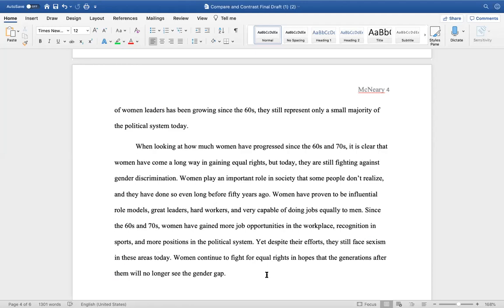jobs equally to men. Since the 60s and 70s, women have gained more job opportunities in the workplace, recognition in sports, and more positions in the political system. Yet despite their efforts, they still face sexism in these areas today. Women continue to fight for equal rights and hope that generations after them will no longer see the gaps. What I want you to notice here is that even still, the student reiterates this idea of the thesis statement. That's the most important part of a conclusion. You must restate the thesis.